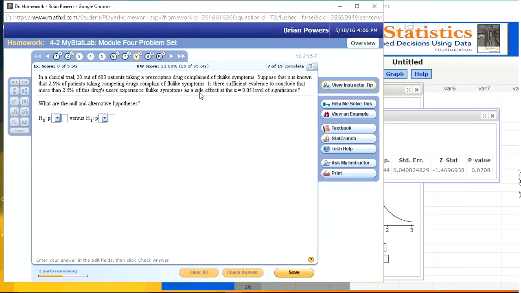Okay, so now let's fill in the hypothesis test. The null is always going to be that p or mu or whatever equals some value. So for the other drug, it's 2.5%, 0.025. The null hypothesis is going to say this new drug is the same as the competing drug. The alternative is, is there sufficient evidence to conclude that more than 2.5%, so p greater than 0.025. So there's our hypotheses for the test.